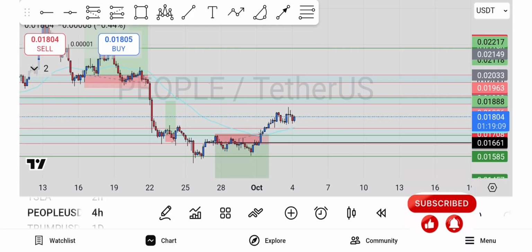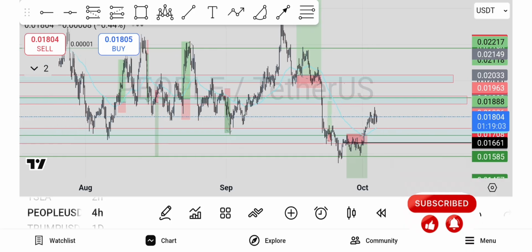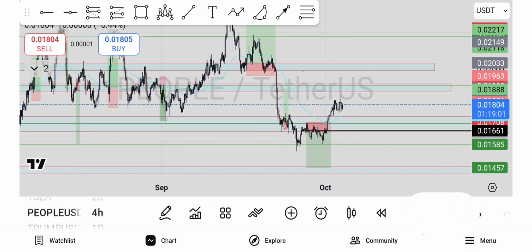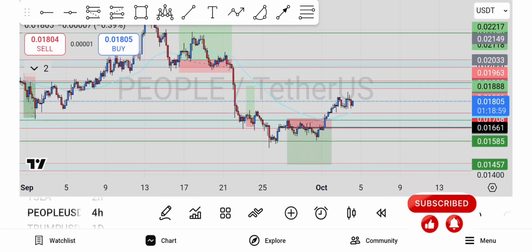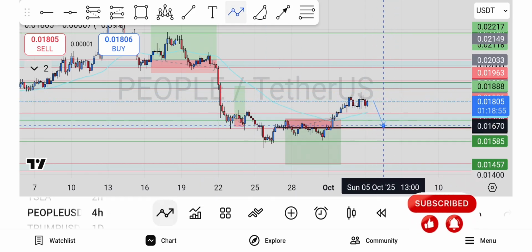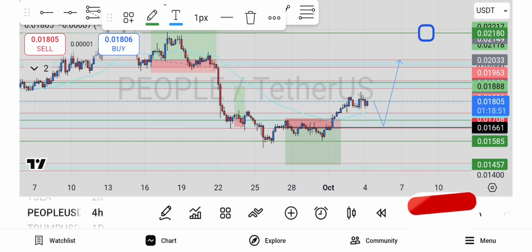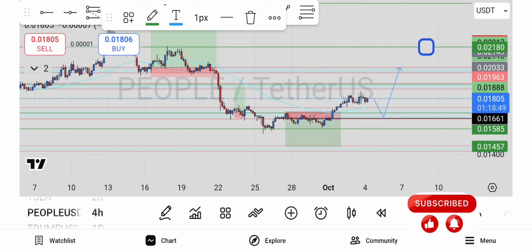PEOPLE USDT, I had 3 straight losses on PEOPLE USDT, back-to-back, but we are still expecting the market to move up to the upside. Maybe we have a retracement here, then the market moves up. So that's what we are expecting for PEOPLE USDT.